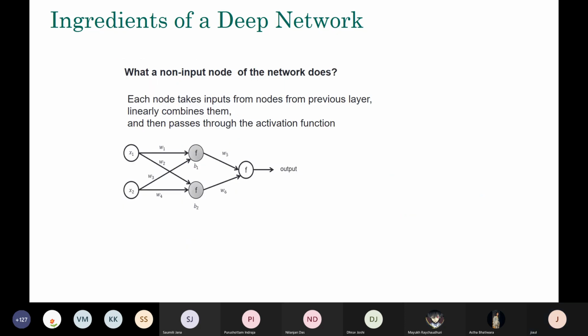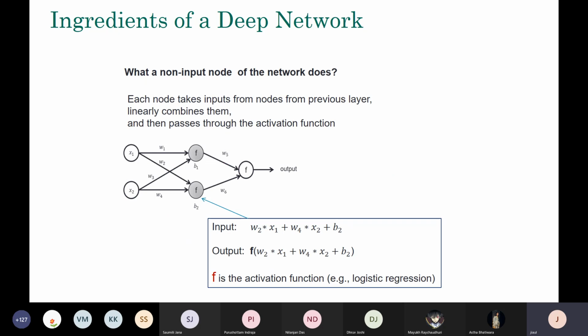I also talked about how we compute the inputs and outputs in every neuron. The input is a linear combination of the values received from the previous layer, and the output is what you get by applying the activation function on that. That is the basic fundamentals that we talked about.